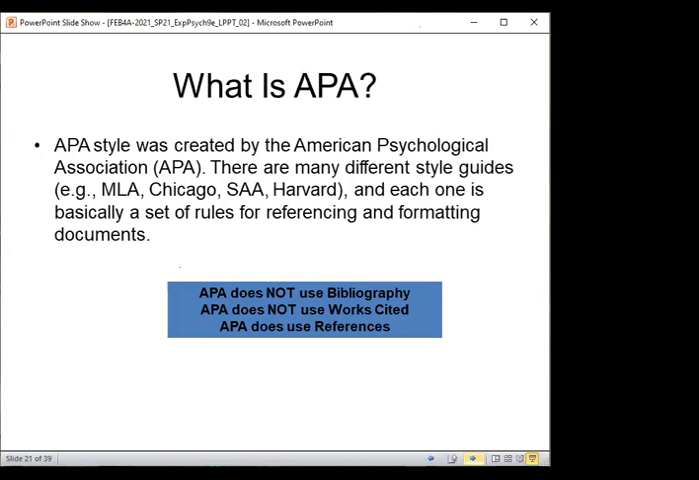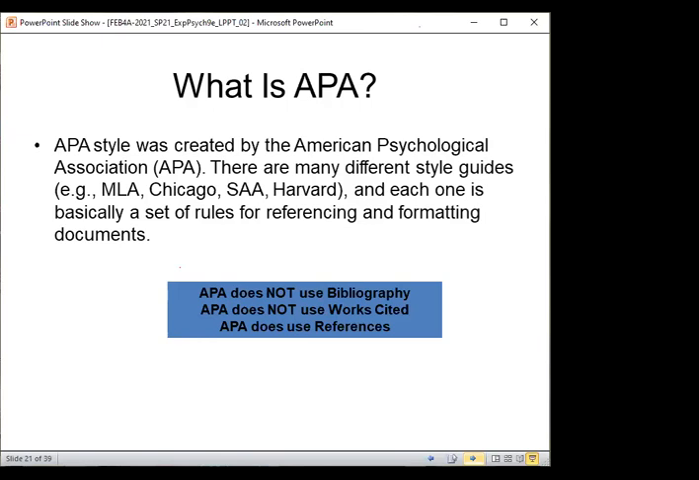We've talked about APA a couple of times, but what is APA style? APA style was created by the American Psychological Association. There are many other different styles, MLA, which I usually see with a lot of English majors and things of that nature, Chicago style and so on. And each one is basically a set of rules for, guess what, referencing and formatting documents.